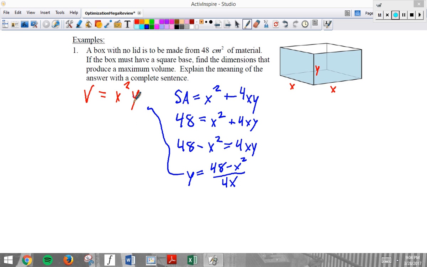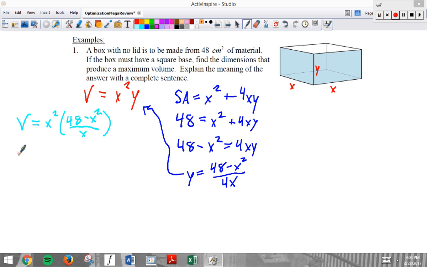That's going to get replaced into there, getting volume equals x squared times (48 minus x squared) over x.